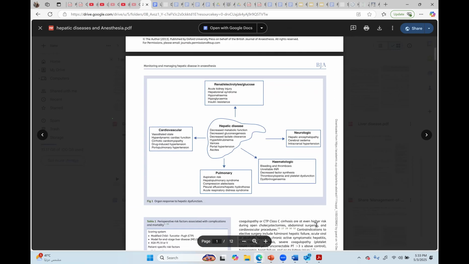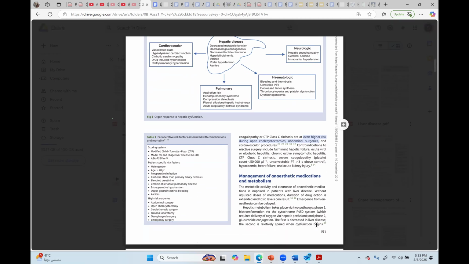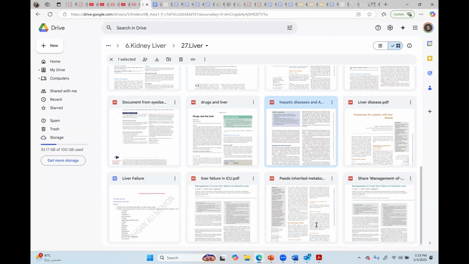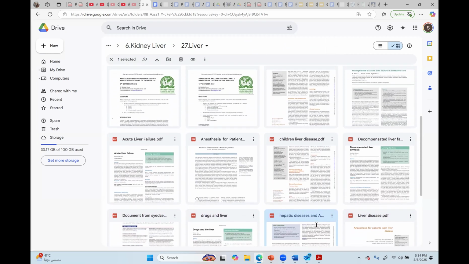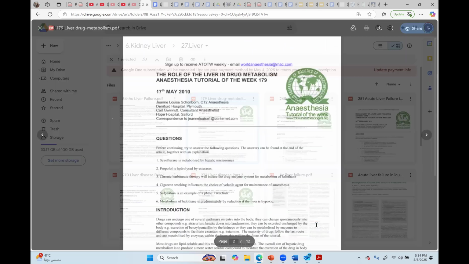Okay, so any questions, anything more you want to discuss, please? Sir, what should be our answer to the question, what are your anesthetic goals? Should we answer it like we would pre-optimize and risk stratify the patient, and our goal would be to avoid perioperative liver injury and other end organ damage?